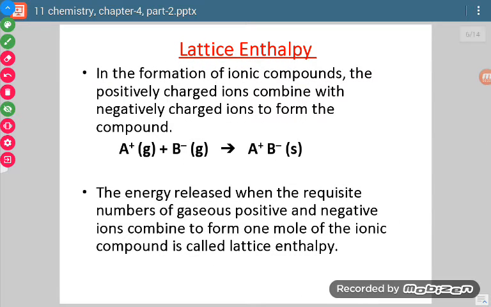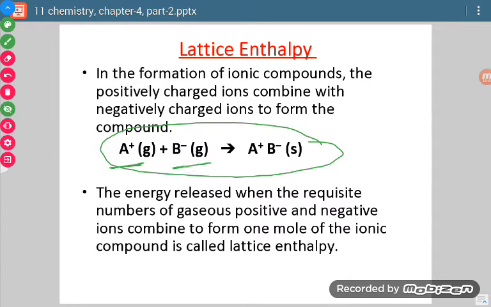Now let us come to lattice enthalpy. See, this equation shows the formation of crystal lattice. We have taken 1 mole of positive ion, 1 mole of negative ion, and they are combining to form 1 mole of an ionic salt. Now during this process there is some released energy. That released energy is known as lattice enthalpy.